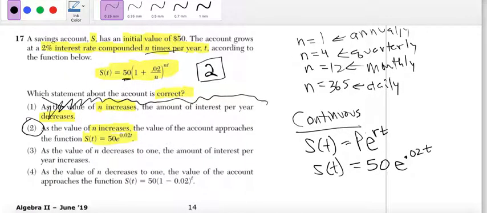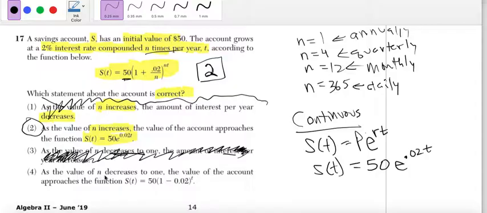Now, if we look at choice 3, it is saying that as the value of n decreases to 1, the amount of interest per year increases. That's just saying the same thing as option 1. As the value of n increases, the amount of interest increases. But as the value of n decreases, the amount of interest will decrease. So 3 is out. As n decreases, the amount of interest per year also decreases.